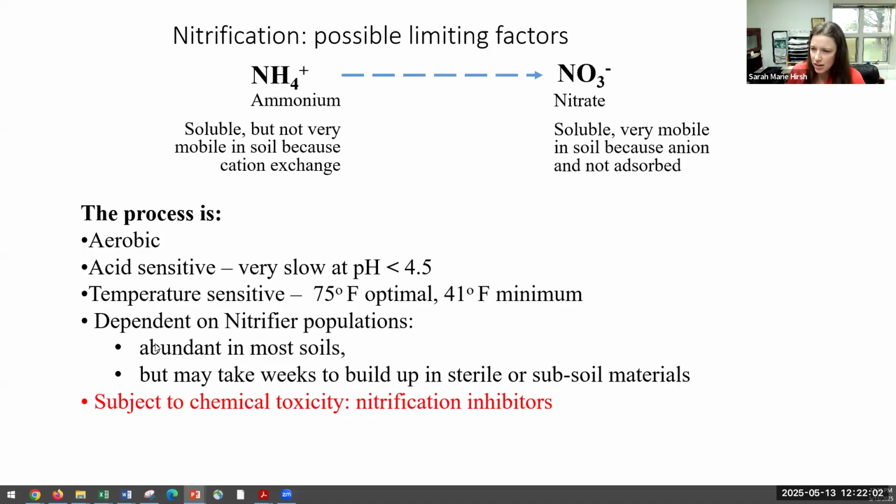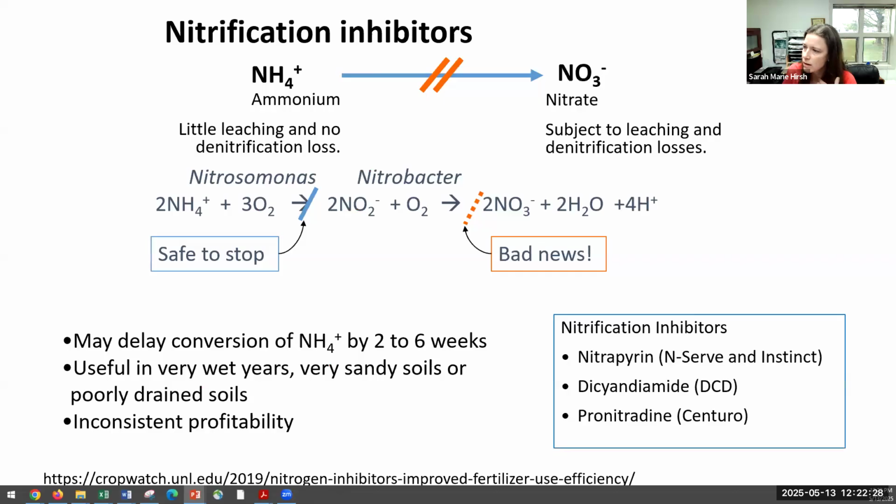The process is also temperature sensitive, and it's dependent on those nitrifier bacteria populations. So again, that plays into the pH, because bacteria do not do well in an acidic soil. That's why if the pH is too low, you're not going to have this bacterial process occurring. So the idea is that we could stop this process right here, maintain the ammonium.